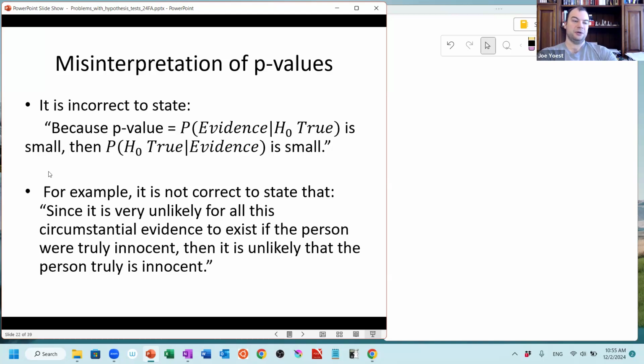To put it in the jury trial analogy, this is sometimes called the prosecutor's fallacy for this reason. For example, it's not correct to make the following claim: since it's very unlikely for all the circumstantial evidence to exist if the person were truly innocent, then it's unlikely the person is truly innocent. That seems like a very reasonable and logical statement, but it's completely false. It's a fallacy. It doesn't hold true in all instances.